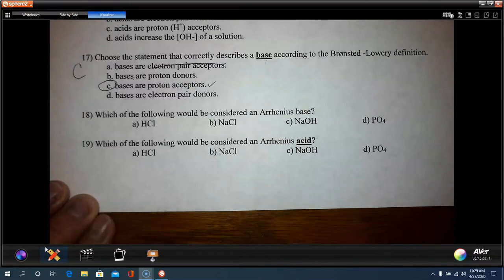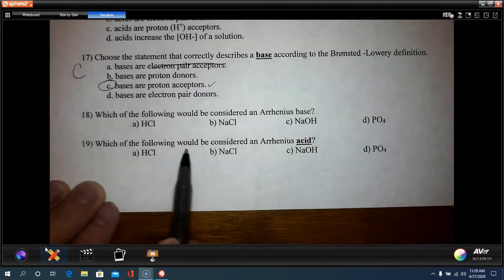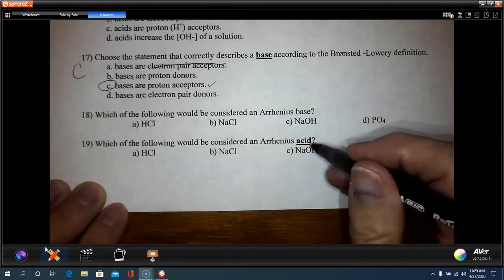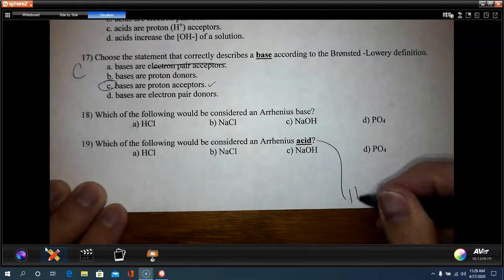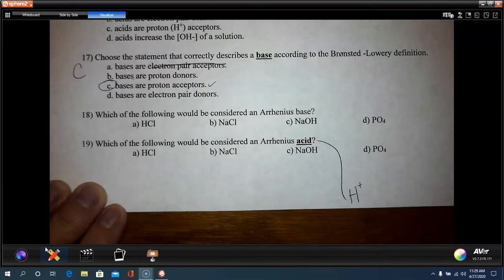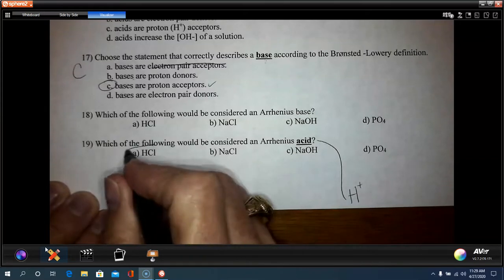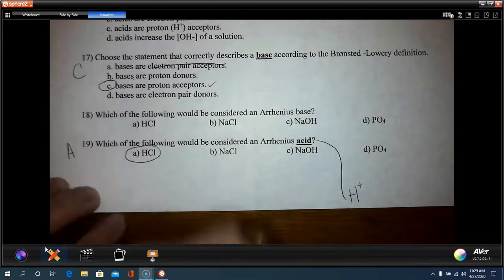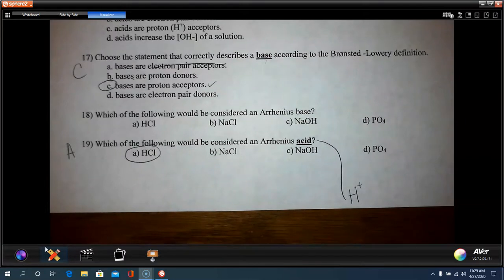And last one, number 19. Which of the following would be considered an Arrhenius acid? Arrhenius acids just start with a hydrogen. So find the one that starts with the hydrogen. It's right there. A. I hope that this was pretty easy for you.